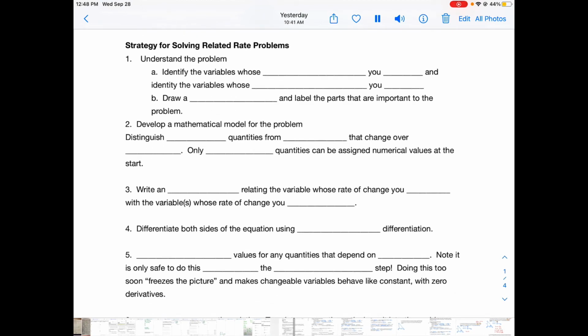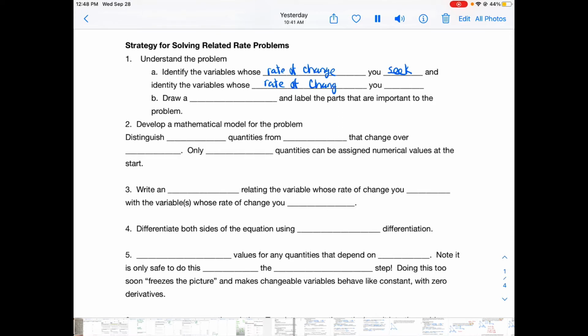So our independent variable is time. So t is now the independent variable, and any other variable would be our dependent variable. To do this, the first step is to identify the variable whose rate of change you are trying to find, and the variable whose rate of change you know. I usually just say the rate of change I'm seeking and the rate of change I know.